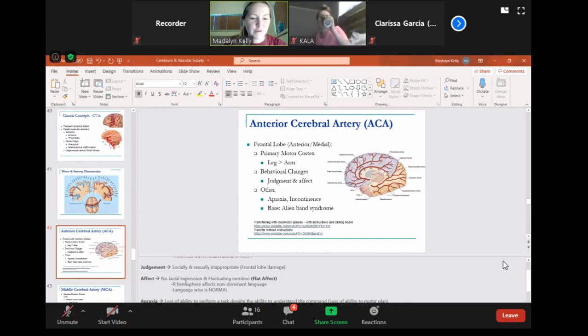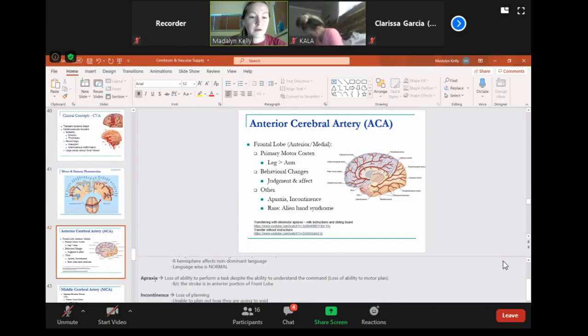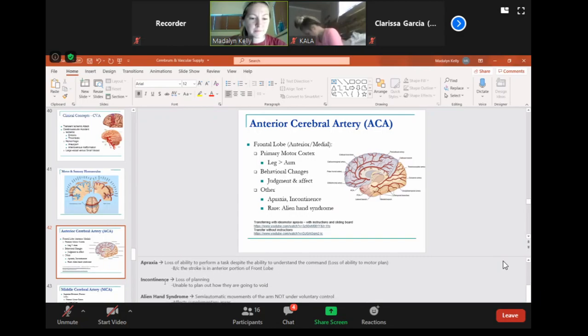Affect: no facial expression, flat affect. The right hemisphere affects non-dominant language. Apraxia, loss of ability to perform a task despite the ability to understand it. And you're going to have incontinence because you're unable to plan how you're going to void. And then alien hand syndrome, which is super cool. I've never seen it, but I want to see it. I'm kind of obsessed with it right now. But it's the semi-automatic movements of the arm, not under voluntary control.